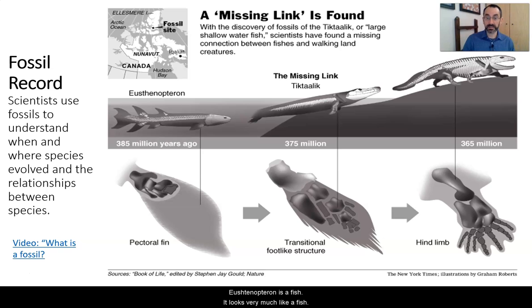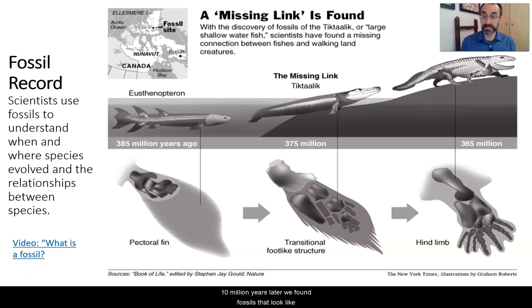It looks very much like a fish, spent all of its time in the water. The big difference that Eustheopteron had from fish that we know today is they were called lobe-fin fish, which means they did have some bones in their fins that were similar to what we just talked about in comparative anatomy. So they had the beginnings of what could be a humerus and the ulna and radius and a little bit of the carpals. So they started having things that looked like the forelimbs, the arms that we have.